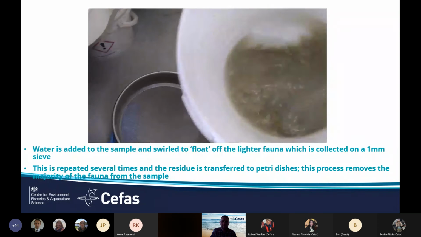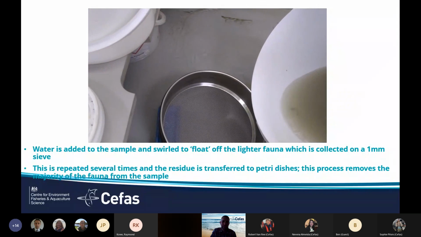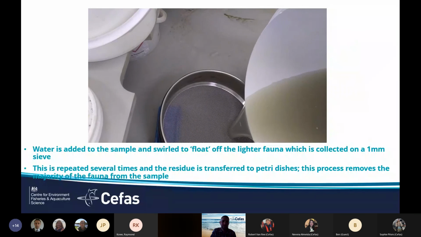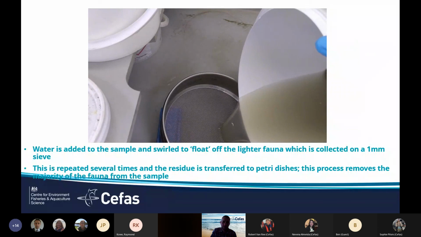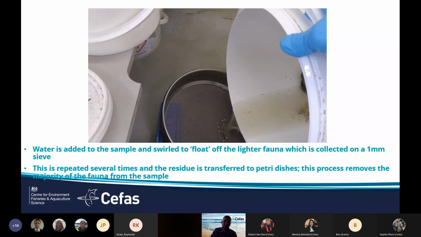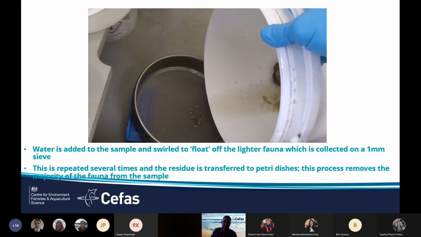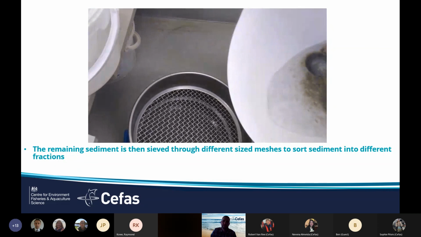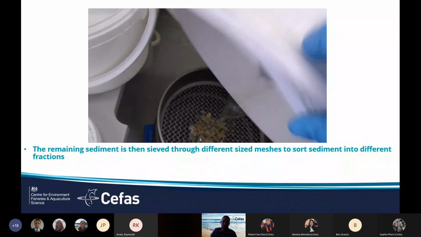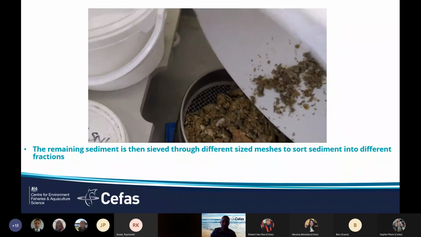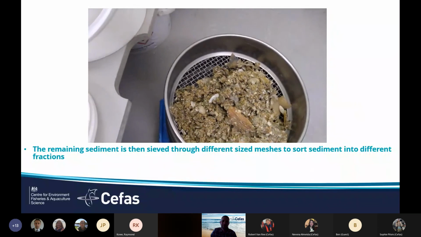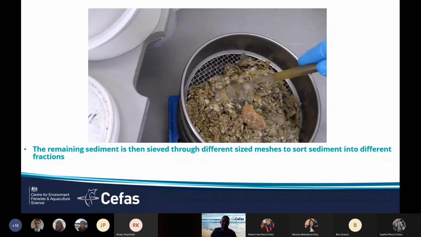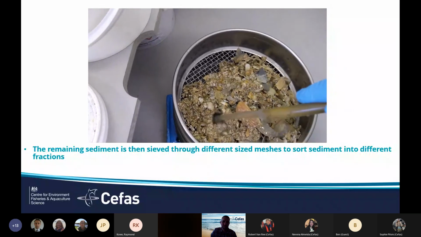To process a sample, we are really just extracting everything out of it. So we use this over multiple sieves and keep retaining everything over 1 mil. So this is just getting rid of the excess fluid, formaldehyde, and keeping everything that's greater than 1 mil. And then the remaining sediment is sieved through different meshes just to make the efficiency of the sampling greater. If we just put everything on a tray or under a microscope at this size, you miss a lot of things. So we fractionate it first just to make our processing easier.